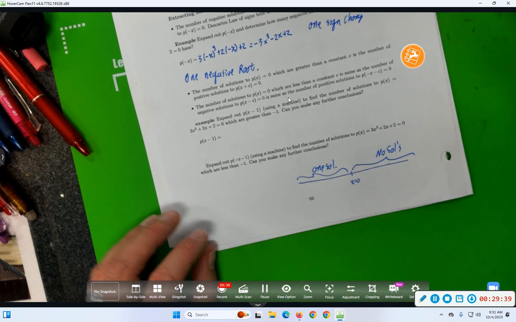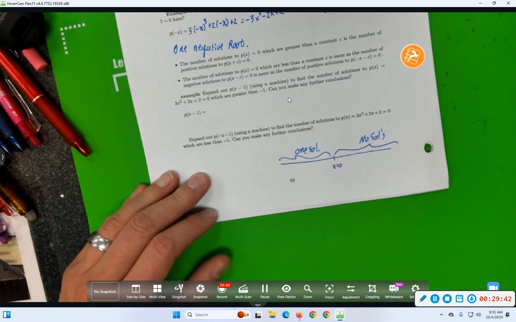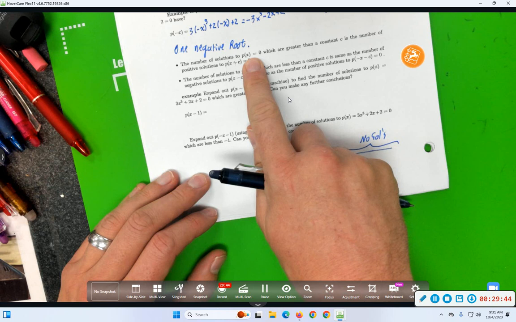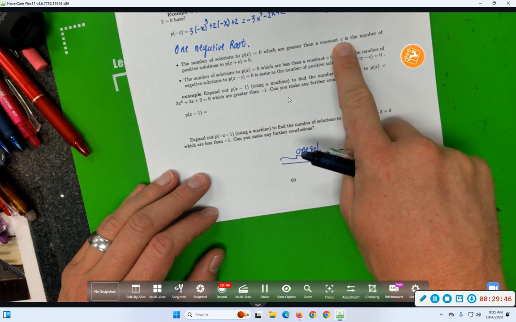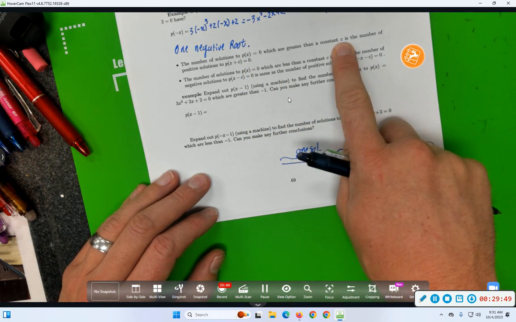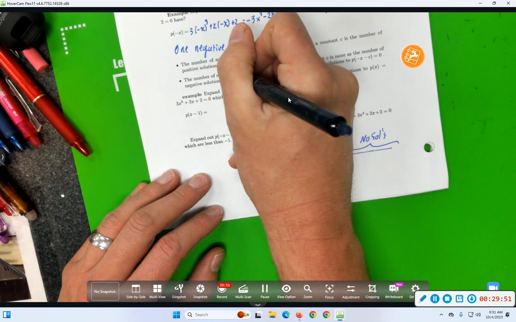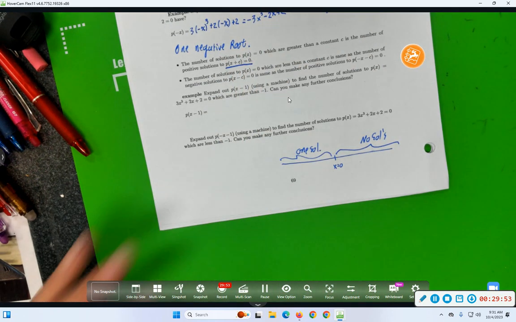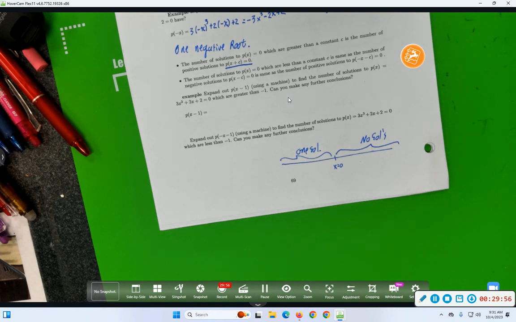Descartes' law of signs can let us determine a little bit more. If you want the number of solutions to P of x equals 0 that are greater than a constant c, well, that's the same as the number of positive solutions to P of x plus c equals 0. Do you agree? Right? If x is positive in there, then x plus c is bigger than c? Yeah. So, let's see that in practice.